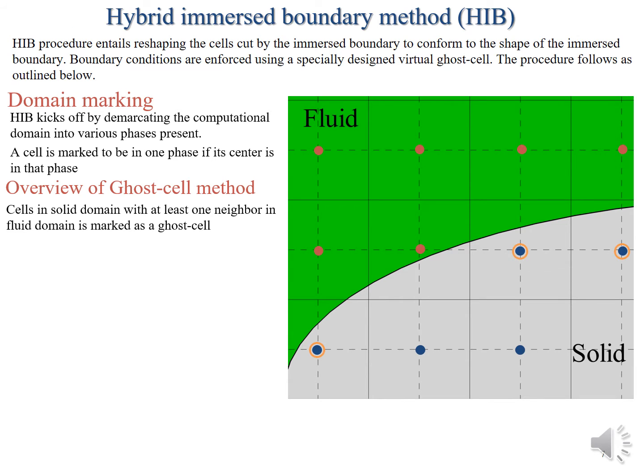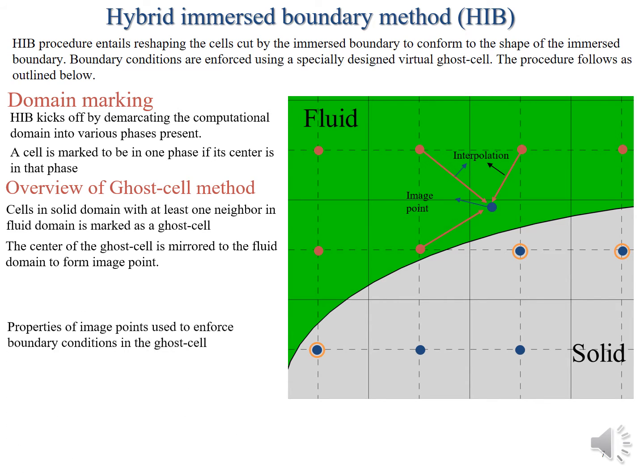So the first thing in the ghost cell method is to mark the ghost cells, which are the cells with double cycles that have at least one neighbor in the fluid domain. And then the centers of those ghost cells are mirrored to the fluid domain, and since we don't have properties at that image point, the properties at that image point are determined through interpolation of the neighboring fluid cells.